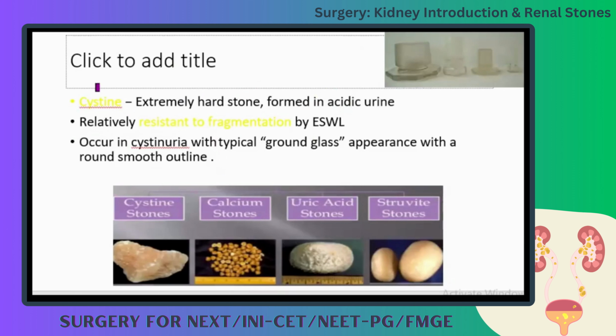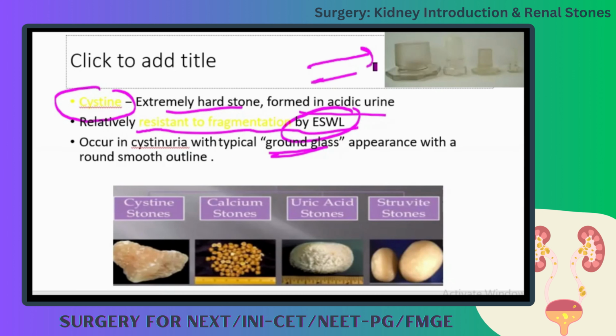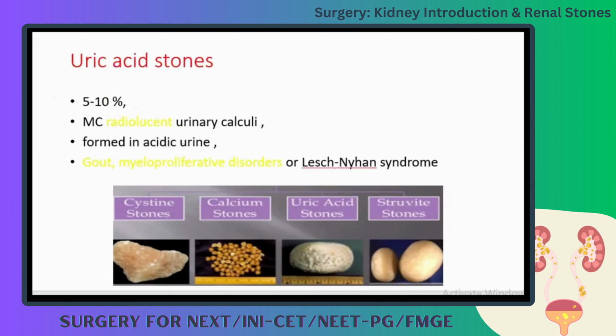Okay. Cystine. This is cystine. It is a very extremely hard stone found in acidic urine. It is relatively resistant to fragmentation by ESWL. I'll tell you what is ESWL. So this has a ground glass appearance. See the corner image. The stone looks like ground glass. Cystine stones, very hard.